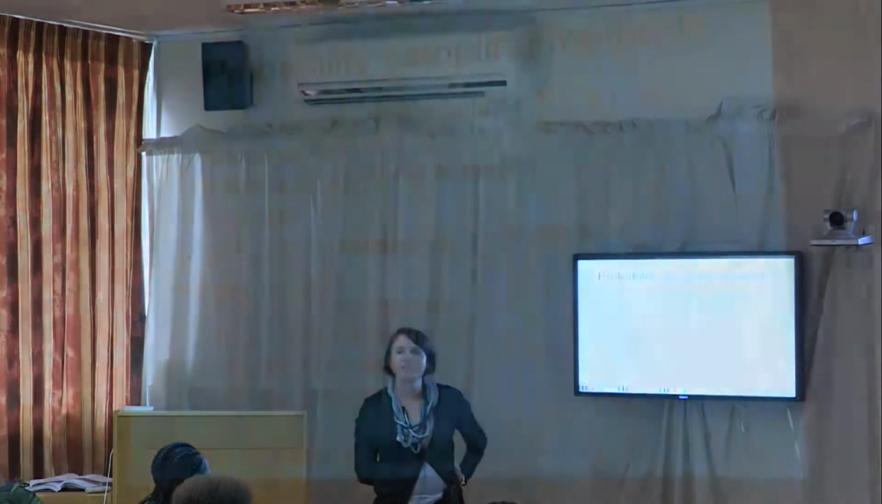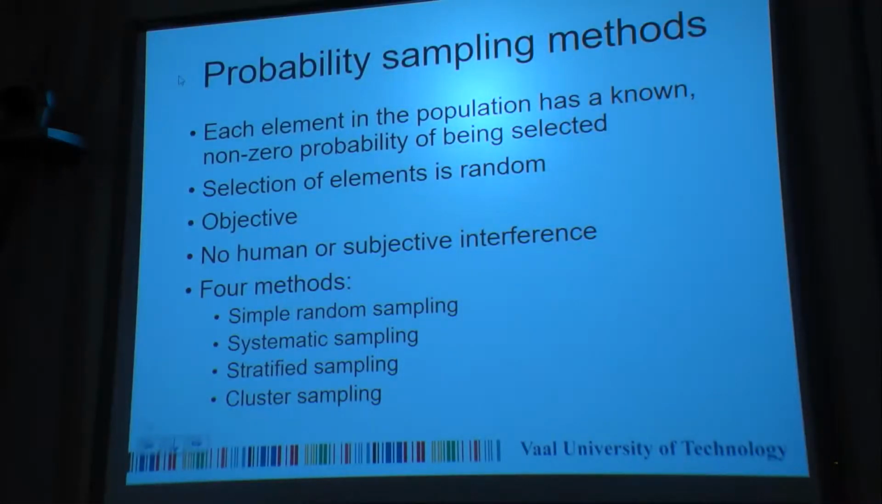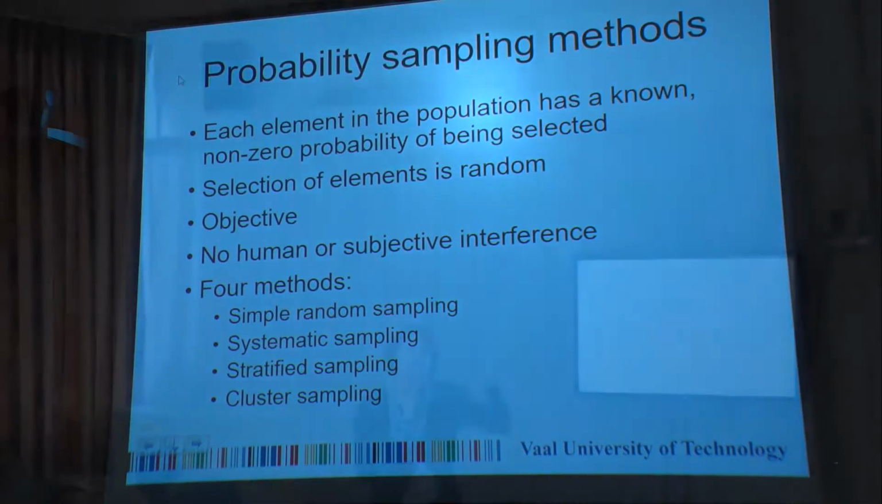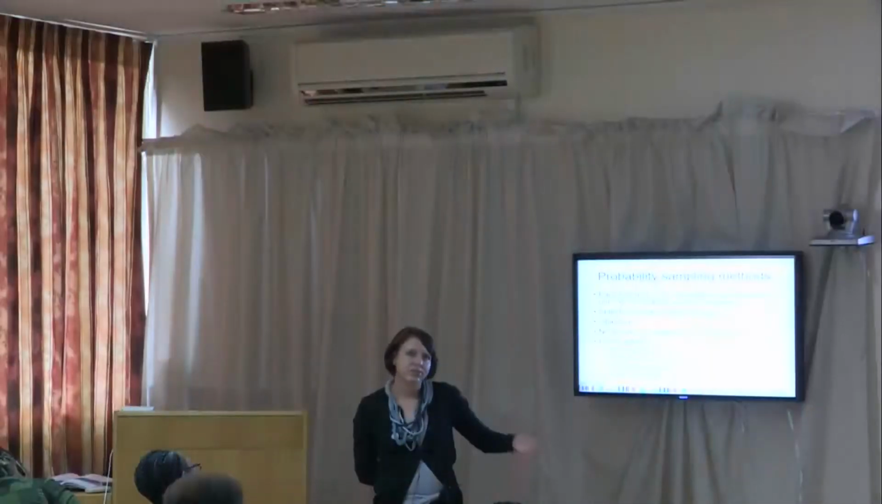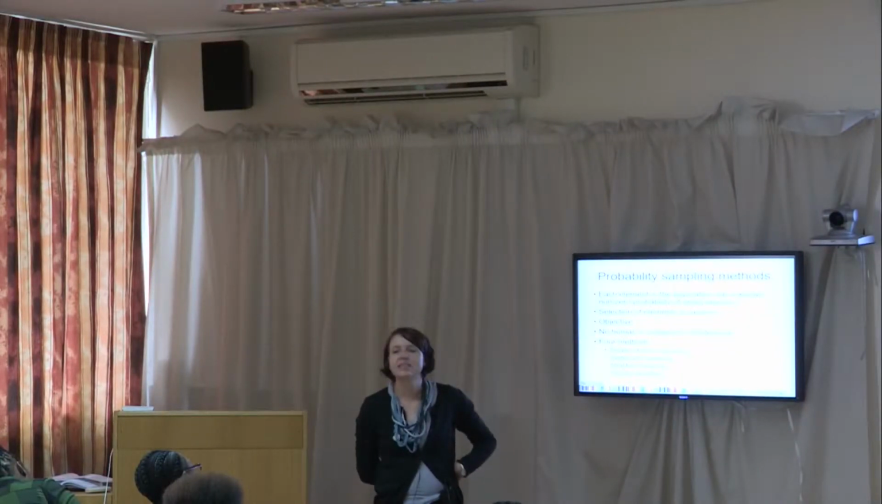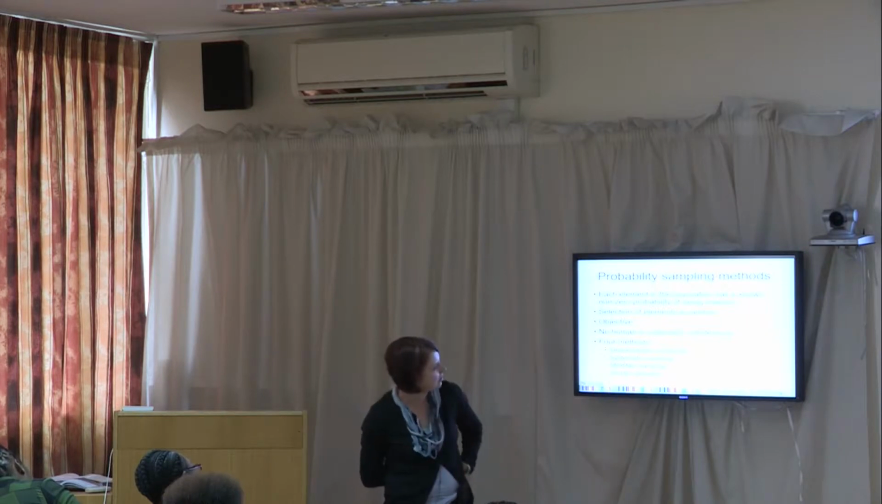Selection of elements is random, and it's objective as well. There's no bias. You get a sample frame or a sample list. Remember, we talked about sampling frame yesterday. I can get a list of all the students at VUT, and I can objectively, by assigning numbers to those students in a systematic way or in a stratified sampling, or we get to those things, but I can select students in a systematic way from that specific list.